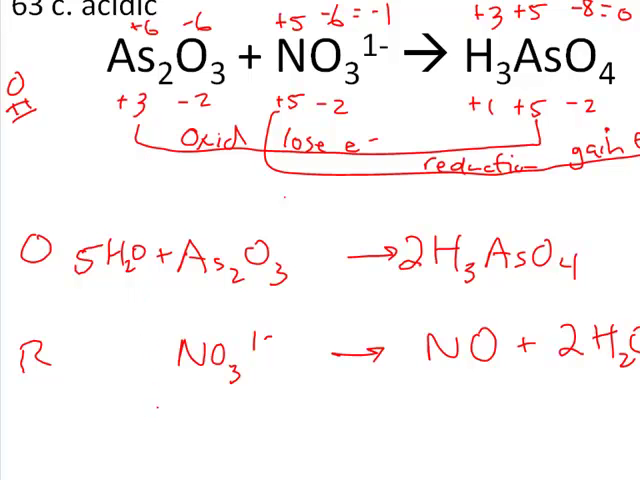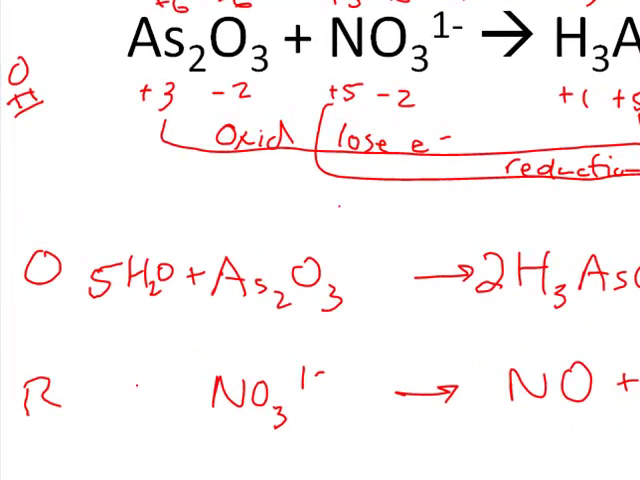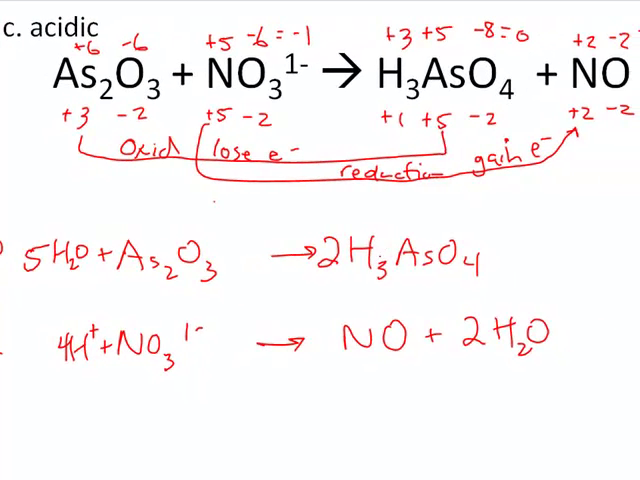In step 4, we want to balance the hydrogens, so we add H pluses. Here we've got 4 of them on the bottom, so 4 H pluses added to this side. Here we've got 10 hydrogens and 6 hydrogens, so we want to add 4 hydrogens to the right side.